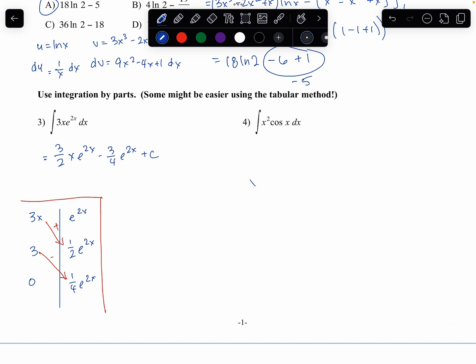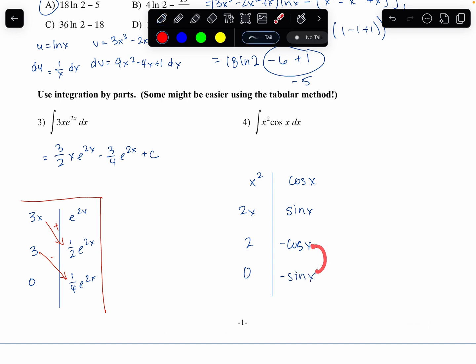Alright, I'm going to use tabular method here. Starting with x squared for the u column, derivative is 2x, then 2, then 0, and then cosine of x, we're going to do the antiderivative, which should be sine of x, because the derivative of sine is cosine, then negative cosine of x, then negative sine of x. So let me go backwards here to make sure that I got these right. So the derivative of sine is cosine, but then we got the negative.